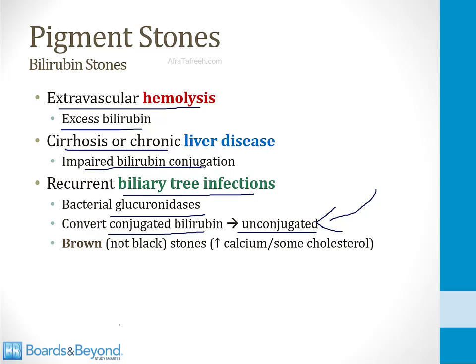Now, interestingly, the stones formed by bacterial glucuronidases tend to be brown, not black. The stones formed from hemolysis and cirrhosis are usually black, and the reason the others are brown is because they have more calcium in the stones and some cholesterol. This makes them slightly different from the type of pigment stones you see in hemolysis and liver disease.